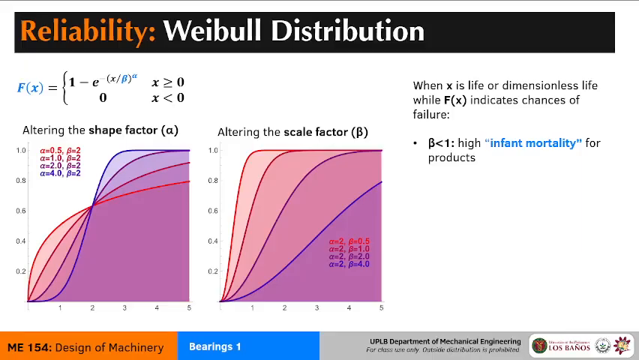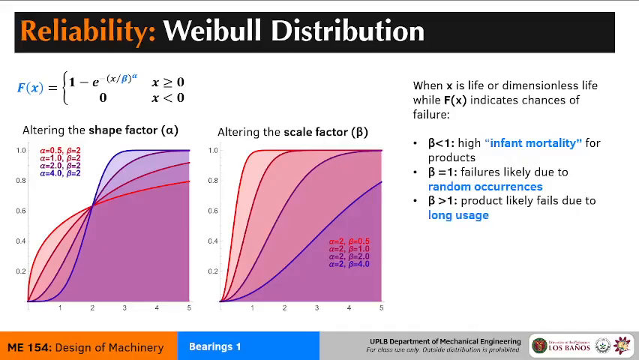If your beta after experimentally finding out that value is equal to 1, then it's perfectly random. It could be a defect in the manufacturing, or it could be just the bearing noped out, it just died on its own terms.